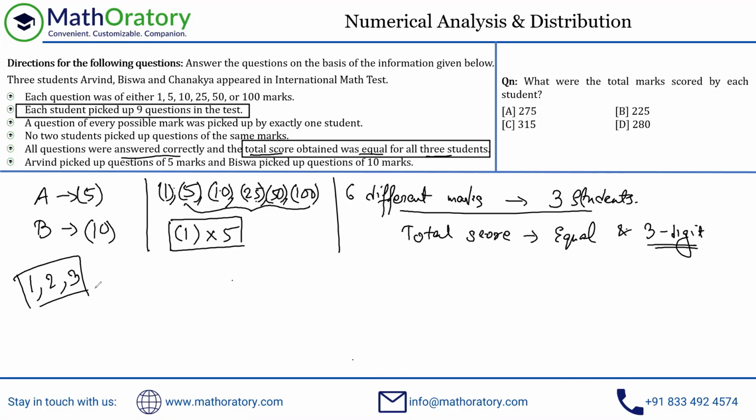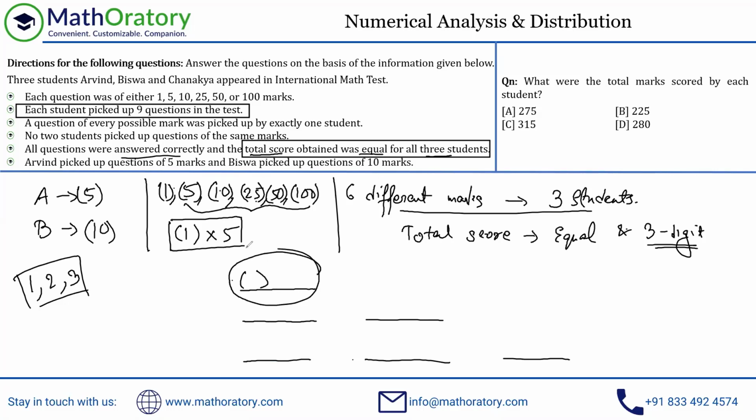Now I'm pretty sure that it has to be a 1-2-3 case. What I mean by that is there is one student who has picked up only one type of marks. I don't know what marks that is. There is one student who picks up 2 different types of marks, and one student who has picked up 3 different types of marks. Now, whoever this person is, he has picked up 9 questions, right? But all of those 9 questions are of the same marks.